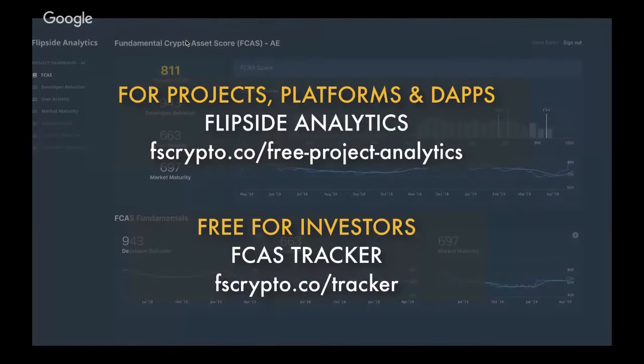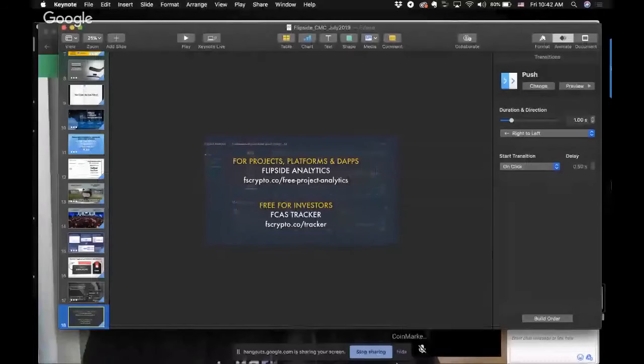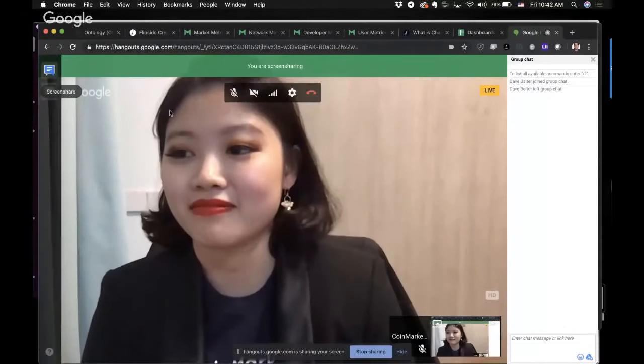Okay. So from here, we're actually going to show you some live stuff that will make some of the questions relevant. We have two tool sets we'd like to show you if you're a project, platform, or dApp. We're going to show you some analytics. Much of it is free. You can use this URL if you're a project to sign up, fscrypto.co/free project analytics. And we actually have free tools for investors as well. FCAS Tracker is entirely free, fscrypto.co/tracker. So let's go to the screen here, and we're going to show you some of these live.